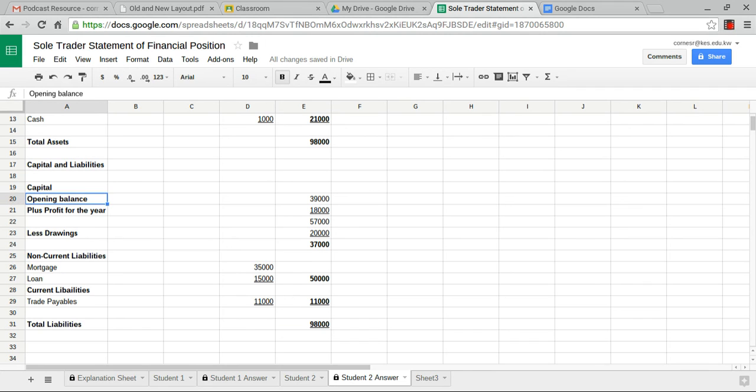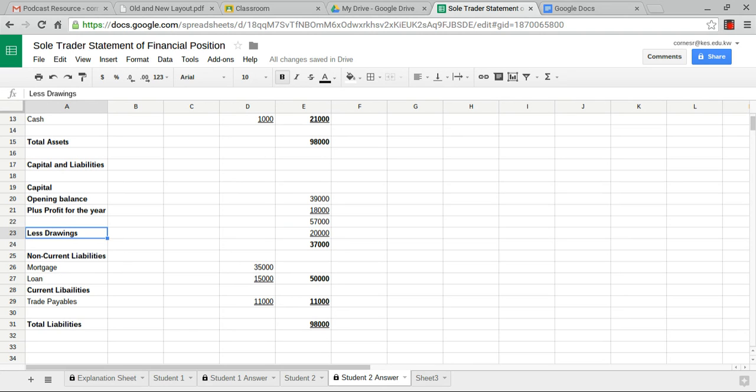We start off with capital. That's the longest lasting investment in a business because it's going to be there until the business closes down. And we start with the opening balance for the, in this case it's the sole trader's capital. We add on the profit for the year, and that gives us the subtotal here, which in this case is 57,000. And then we subtract from that the drawings.